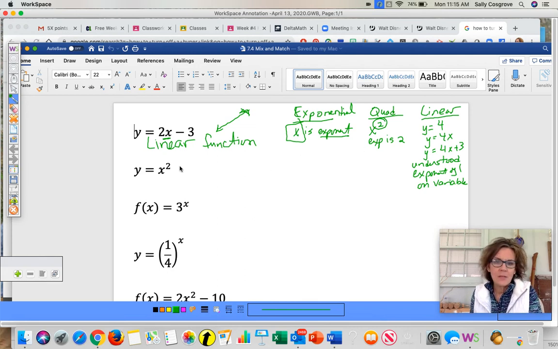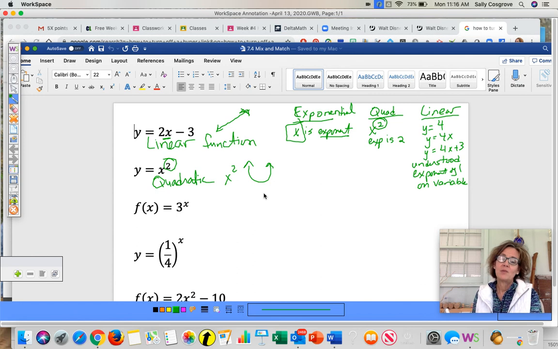Is x being squared? Y equals x squared. Hey, x is being squared. So what does that mean? That means it's a quadratic function. All right, so we can say this is quadratic. How do we know? Right here, x is squared. What would its graph look like? Its graph would look like a parabola, the U-shaped curve.